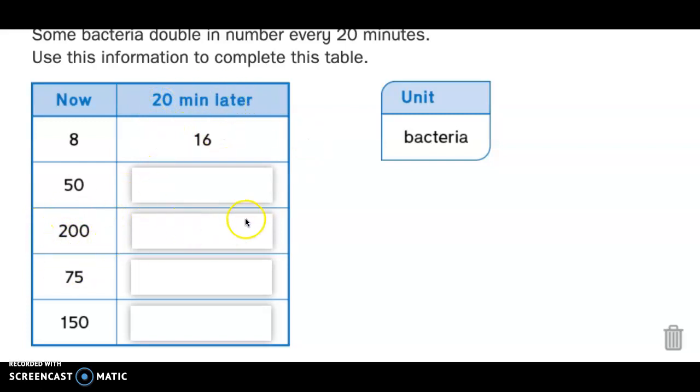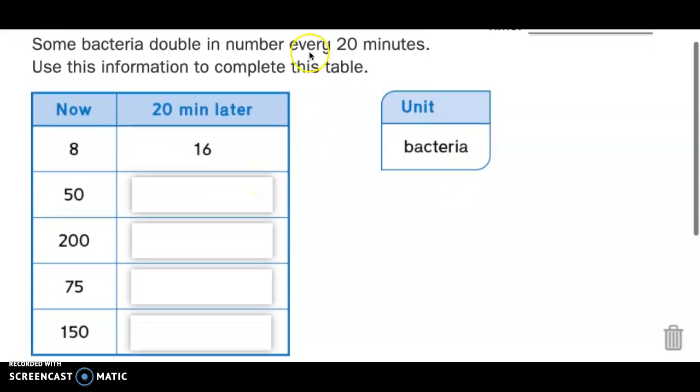So 200 plus 200 would be what? And 75 plus 75 would be what? Because we have to double it. So 75 plus 75. And then 150 plus 150. Right? We're measuring in bacteria. Our bacteria is doubling after every 20 minutes. I want you to go ahead, fill out this chart. Put me on pause. Unpause me when you have your answers.